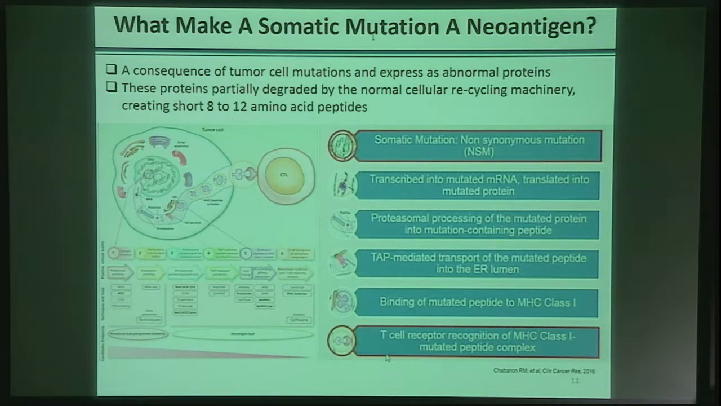And this short mutated peptide will be transported out to the surface of the tumor cell through the ER. Some of these mutated peptides will be bound to the MHC class 1 allele on the surface of the tumor cells. When they bind to the surface and become a mutated peptide-MHC complex, your T cell, through the T cell receptor, will go to the tumor cell to recognize the peptide-MHC complex. And when the T cell recognizes it, it will treat it as a foreign cell and try to kill the tumor cell. So that's basically how the neoantigen is formed from somatic mutations.